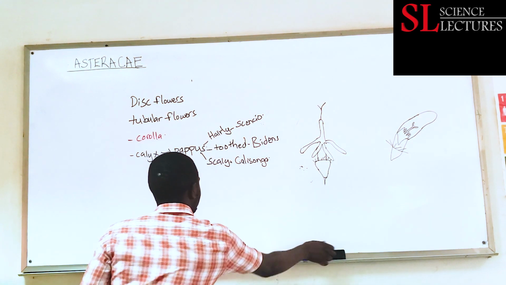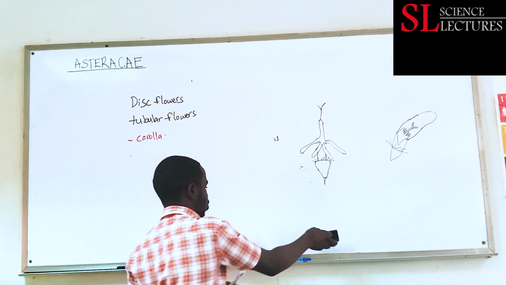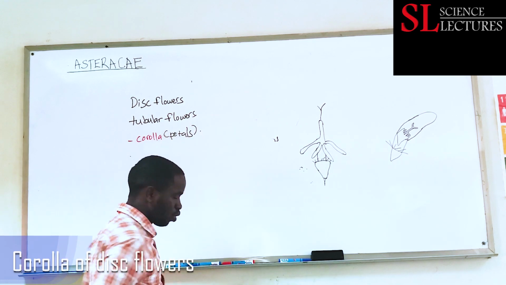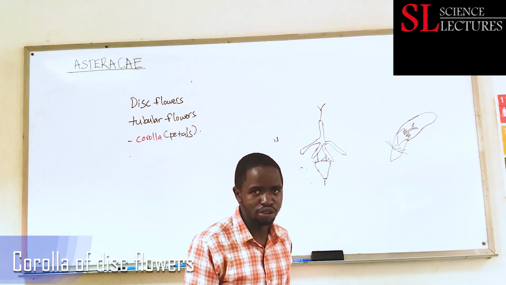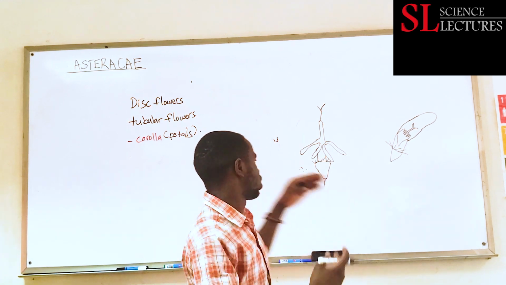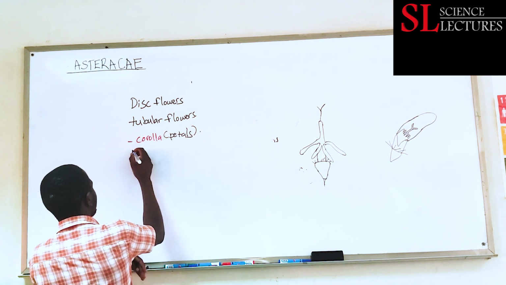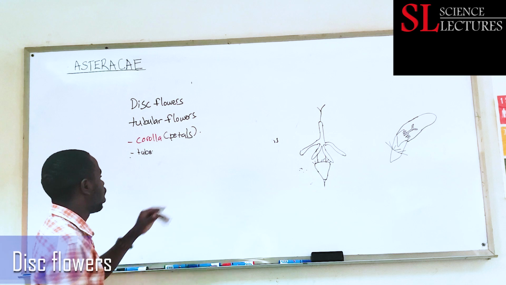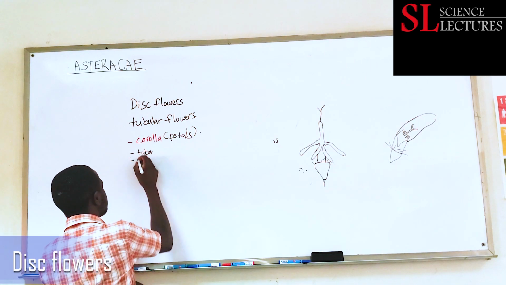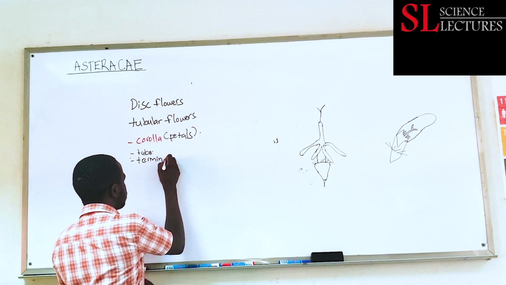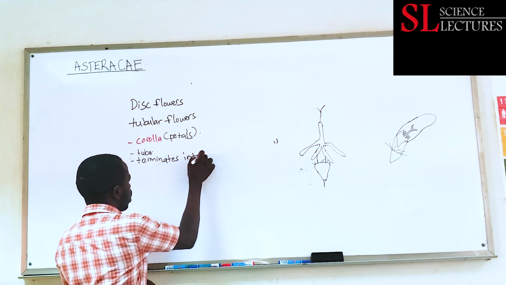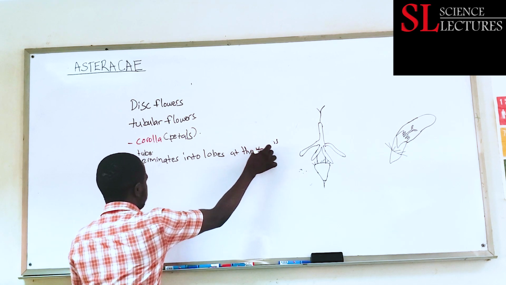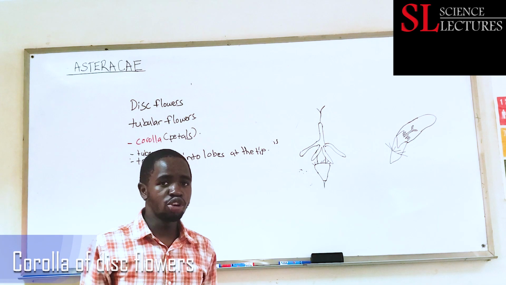Then, after having seen the calyx, we look at the corolla, or the petals. We are looking at gamopetali, and we said members of this family have fused petals. So these petals are fused together to form a tube. However, this tube terminates into lobes at the tip.